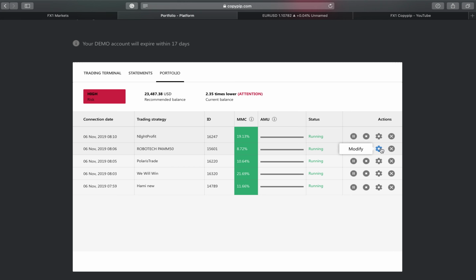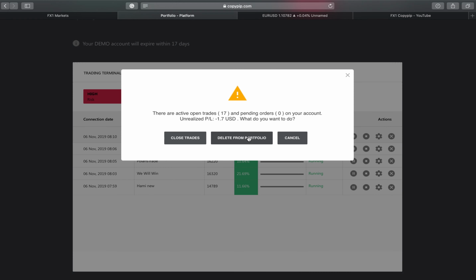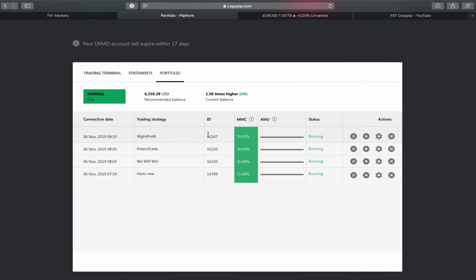Modify, we've been going through that area, where you can set up a new trade size and new level of risk. Delete means delete this trader from here. If I do delete, it tells me, okay, you are minus $1.7 with 17 trades which are active, and I just want to delete this person from my portfolio. You guys can see here my trading size is back to normal because the recommended minimum for that trader was $17,000.